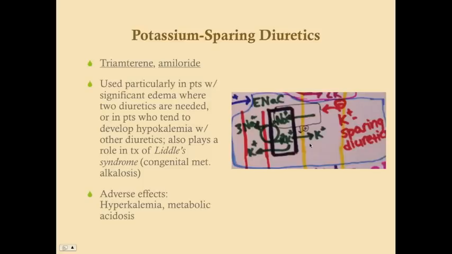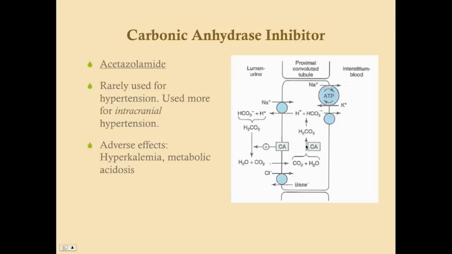Okay, so carbonic anhydrase inhibitors work at the proximal convoluted tubule. The drug that you most commonly see as a carbonic anhydrase inhibitor is acetazolamide. And we very, very rarely, if ever, use this for hypertension. It's more used for intracranial hypertension. It can also be used for glaucoma, but none of these have to do anything with the kidneys.